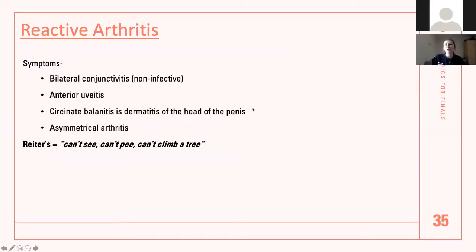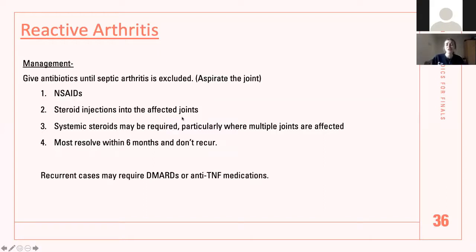Symptoms will be bilateral conjunctivitis, anterior uveitis, balanitis, and asymmetrical arthritis. So that's your classic Reiter's triangle: can't see, can't pee, and also can't climb a tree. Management of this.